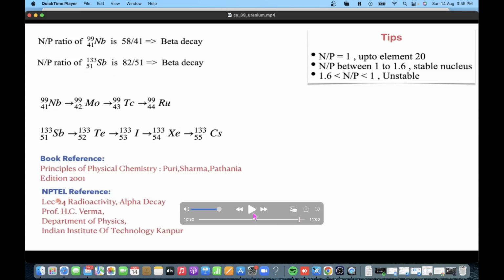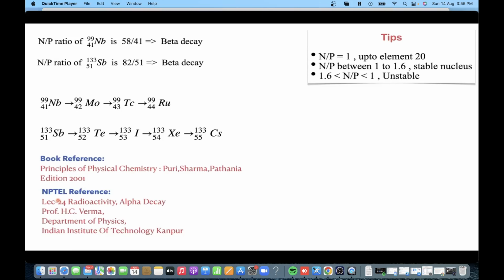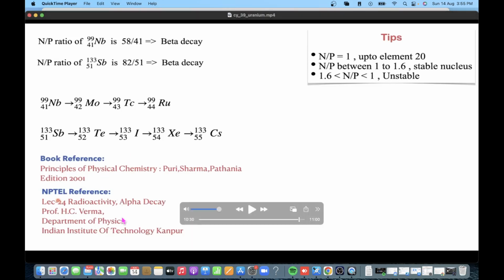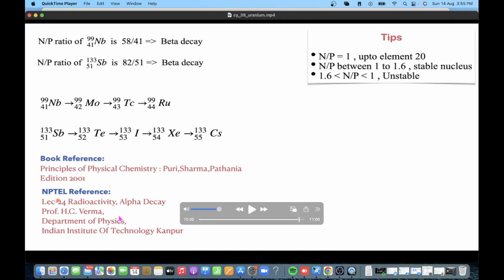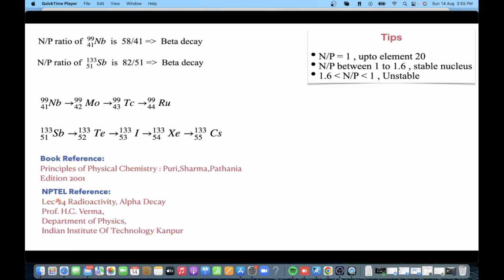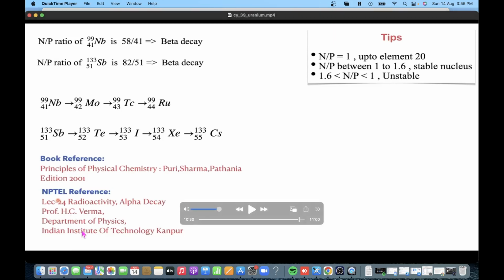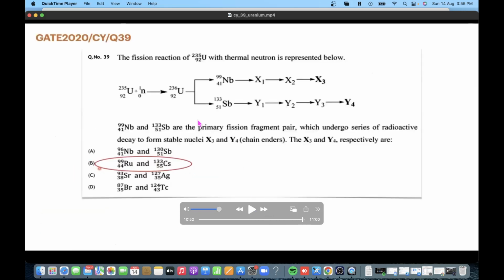For this I have followed 2001 Principles of Physical Chemistry by Puri, Sharma and Pathania, and you can also check out this NPTEL reference on radioactivity alpha decay by Professor H.C. Verma. You can check out this theory of radioactivity and the plot that I have discussed. I have also attached one YouTube link to that. So ultimately our correct answer is option B.